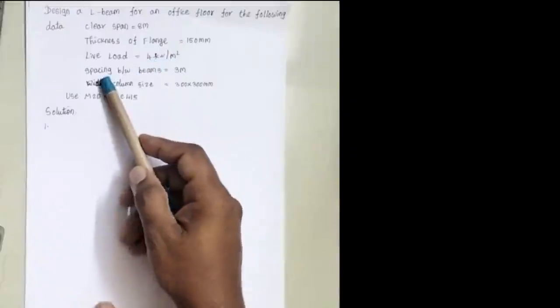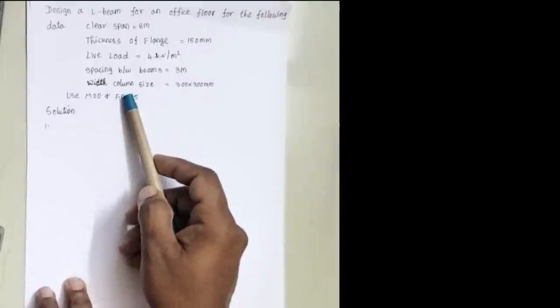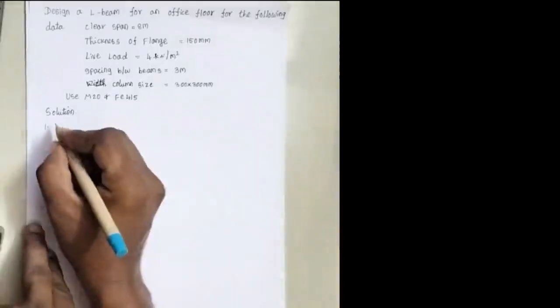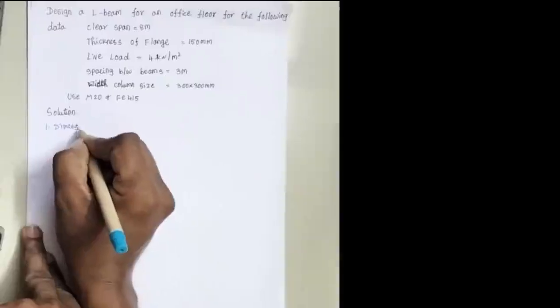So we need to convert this live load on the slab to the live load on the beam, and they have given the spacing between the beams is 3 meter, and they have given the column size as 300 by 300 mm. And we need to use M20 grade of concrete and Fe415 grade of steel. So as usual, the first step is we need to find out the dimensions of the beam.